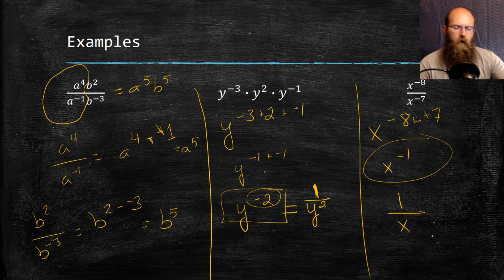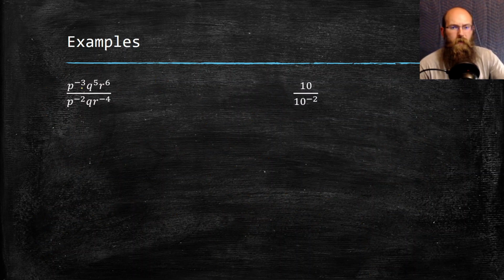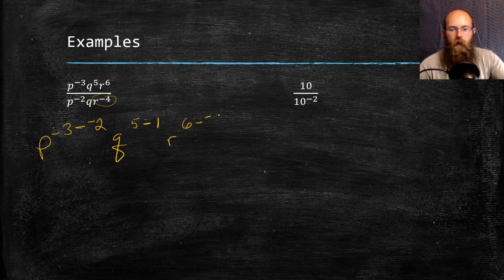Let's go and check out just a couple more examples. Here I've got a whole bunch of letters. Don't let that make you nervous. I only need to focus on my p's, then my q's, then my r's. So for the p's, I have a negative 3, and I'm dividing that, so I'm going to subtract a negative 2. Then I have q's. I have a 5 on top, and since I'm dividing by just normal q, that means it's a 1, and if I'm dividing, that means I'm subtracting. And then I have r's. I have r to the 6th on top, and I'm dividing by a negative 4, which means I'm subtracting a negative 4. Now I just need to clean this up.